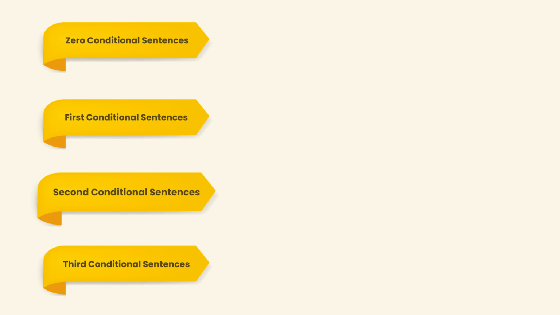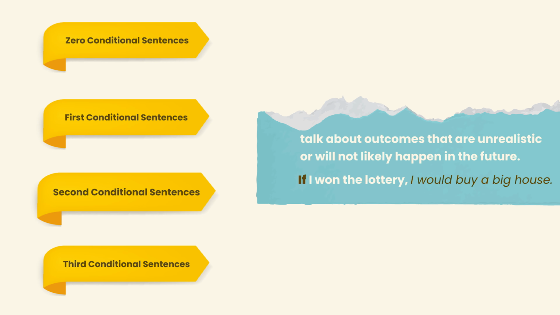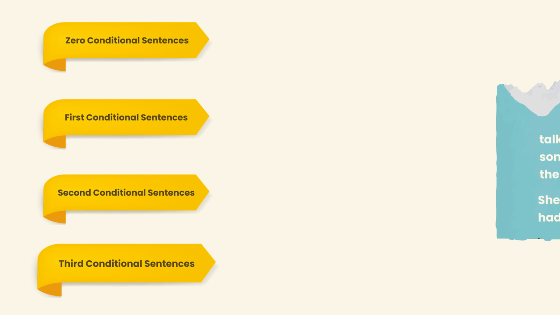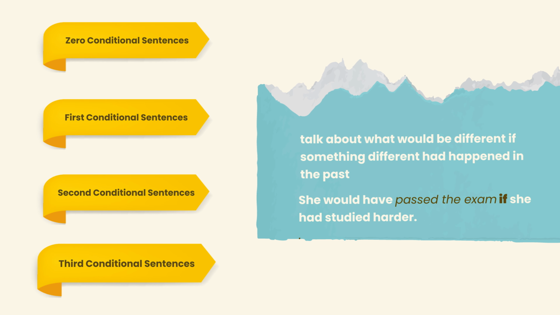Second conditional sentences talk about outcomes that are unrealistic or will not likely happen in the future. Example: if I won the lottery, I would buy a big house. Third conditional sentences talk about what would be different if something different had happened in the past. Example: she would have passed the exam if she had studied harder.